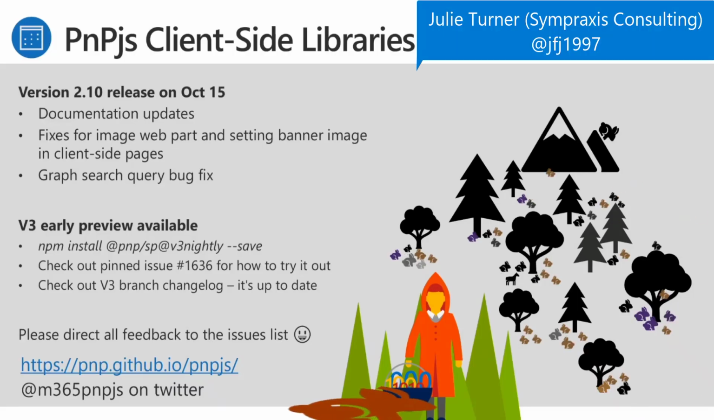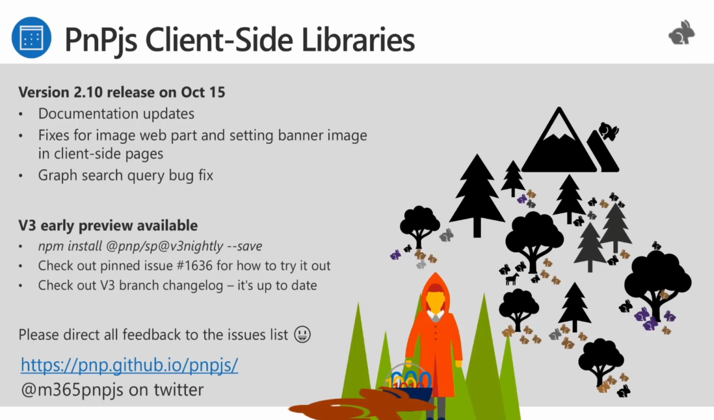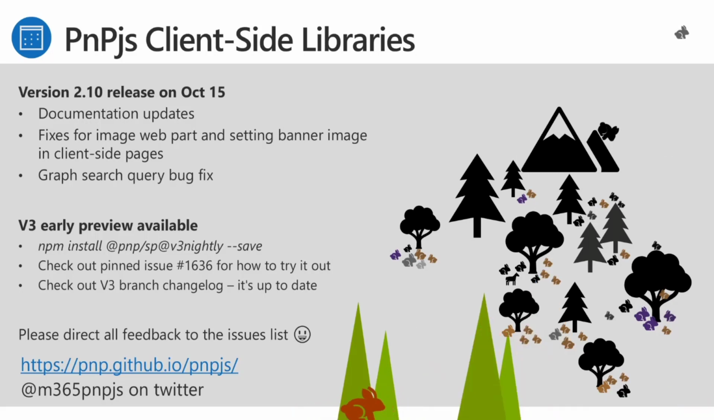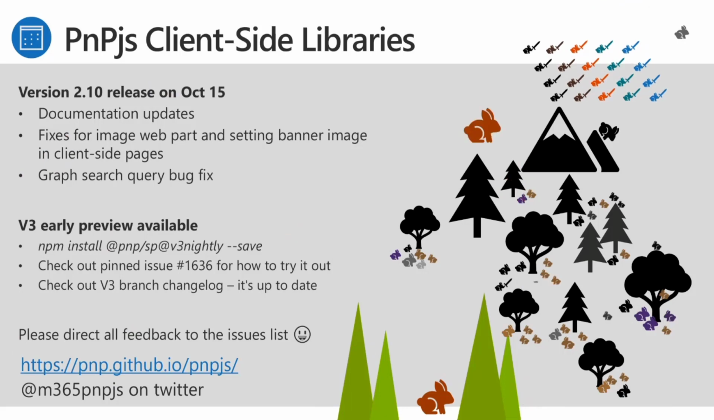Release the bunnies. There they are. So we had a release on October 15th. 2.10 came out. There was some documentation updates and a small search query bug fix. The bigger fixes in that was we finally tracked down the fix for the image web parts and setting the banner image in client-side pages. Just want to remind people that is not a first-party supported API. We're sort of reverse engineering those things, and they can break, and that is effectively what happened. So those things are fixed now. So hopefully that should help you out.